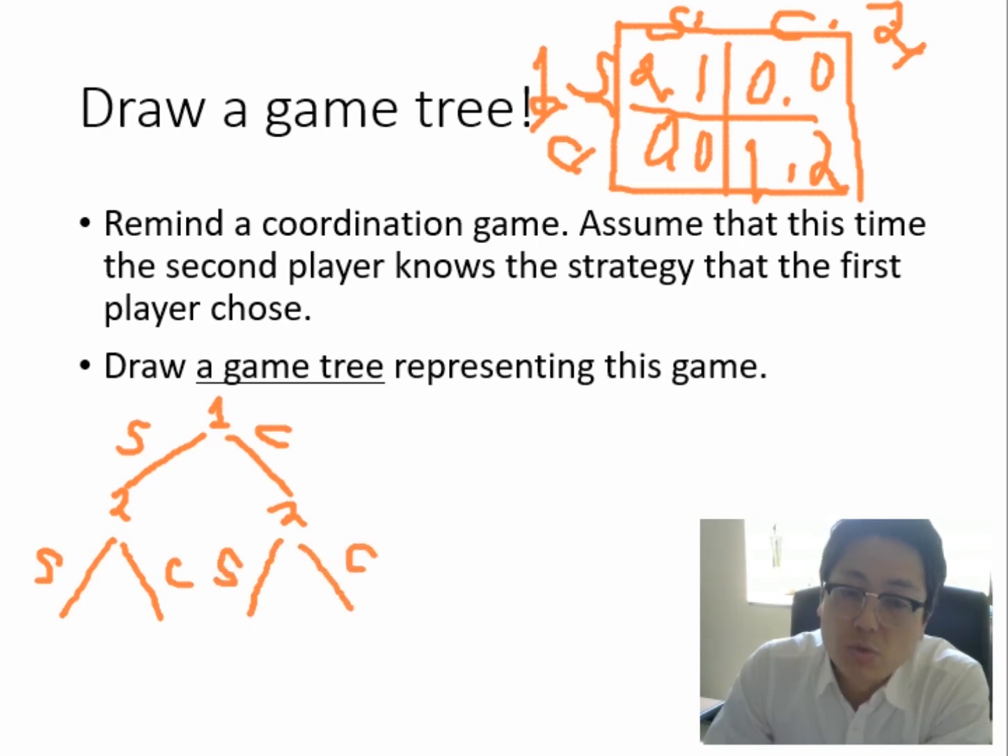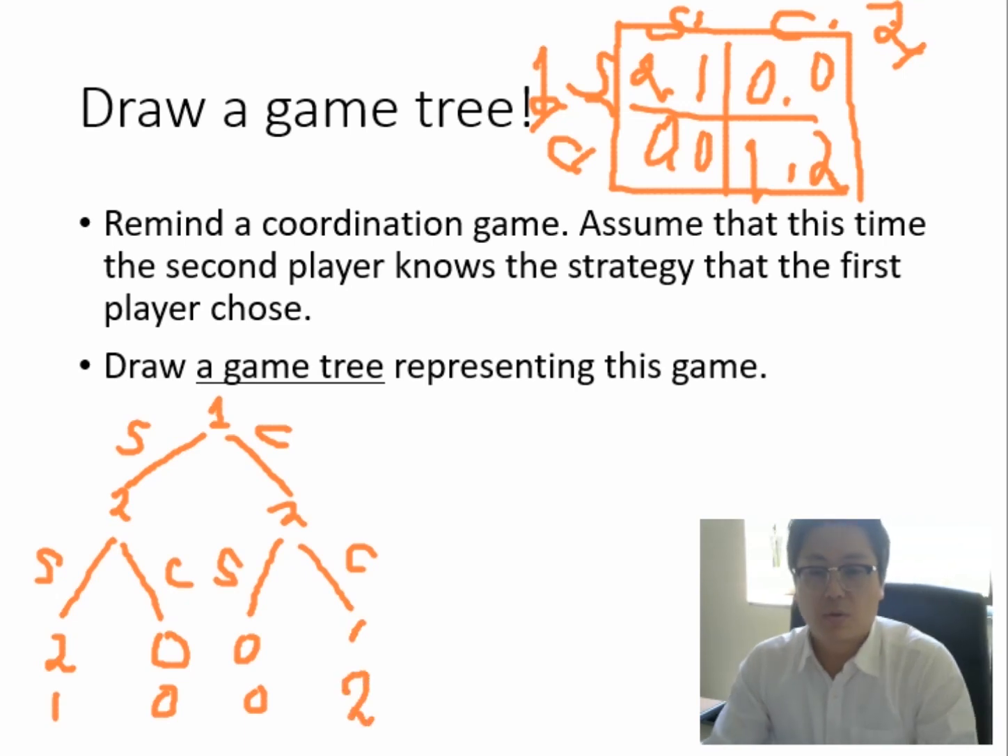If both choose S and S, the first player will get 2 and the second player will get 1. If they don't match, they will get nothing. If both choose C, the first player will get 1 and the second player will get 2. Okay?